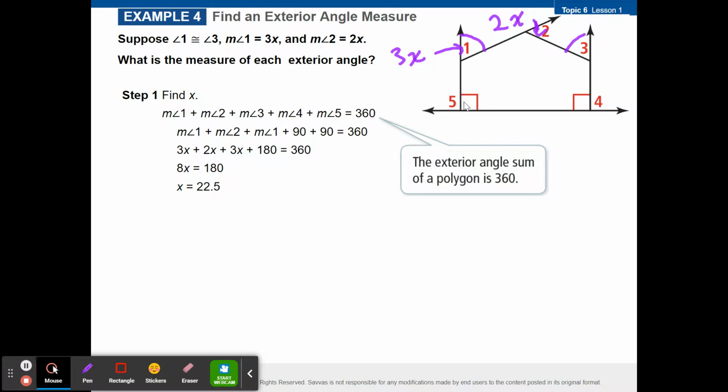And then we have the measure of angle 5 and the measure of angle 4. Both of those are going to be 90 degrees because, again, we have a linear pair here and here. So that's where the 180 is coming from. They did 90 plus 90. From here, it's combining like terms and we solve for x.